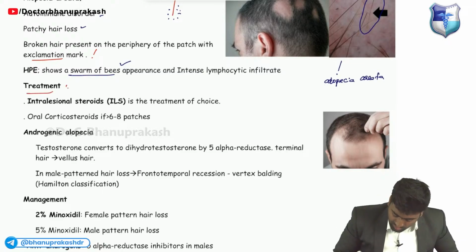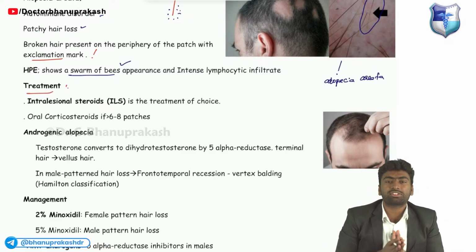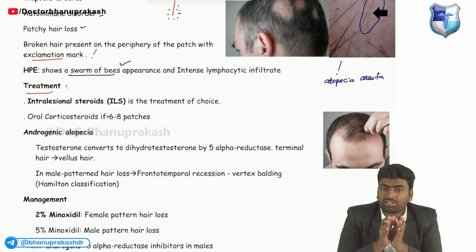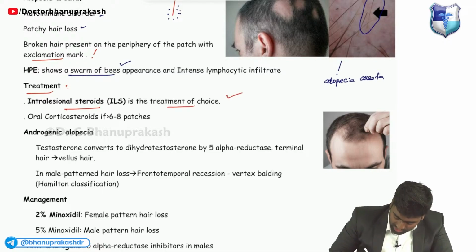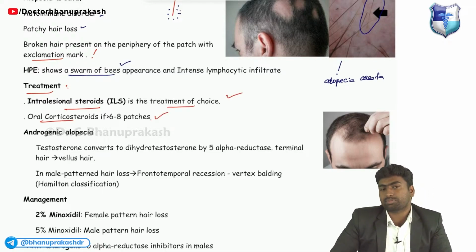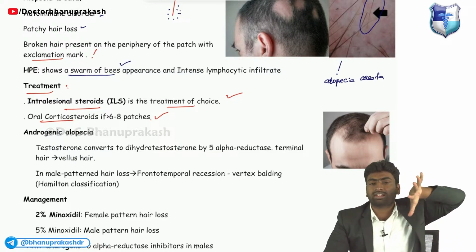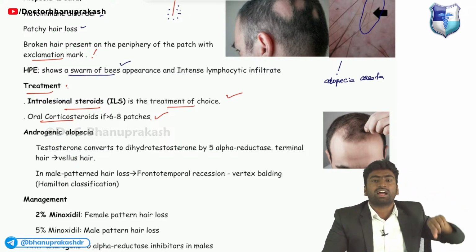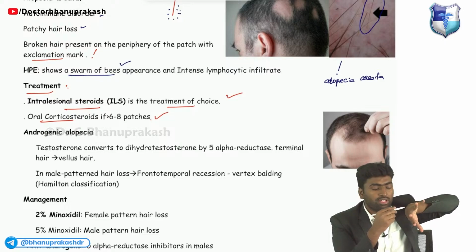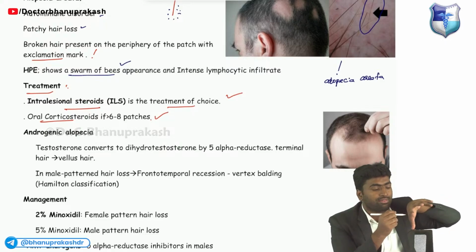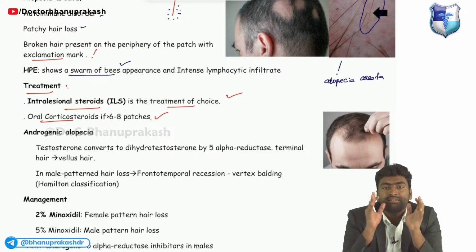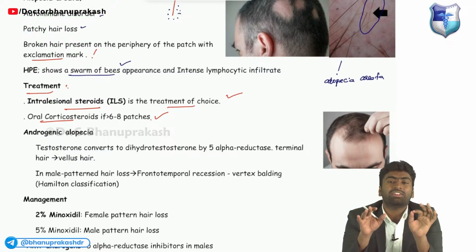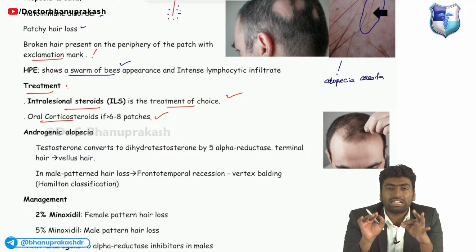For treatment, as it is an autoimmune disorder, you need to start with intralesional steroids. It is the treatment of choice, or you can even use oral corticosteroids if there are more than 6 to 8 patches. We apply the intralesional steroids based on the square inch, whereas if there are more lesions, then you need to go for oral corticosteroids. So it is an autoimmune disorder with patchy hair loss, with the exclamation sign, along with the graying of hair phenomenon, and finally you will give intralesional steroids.